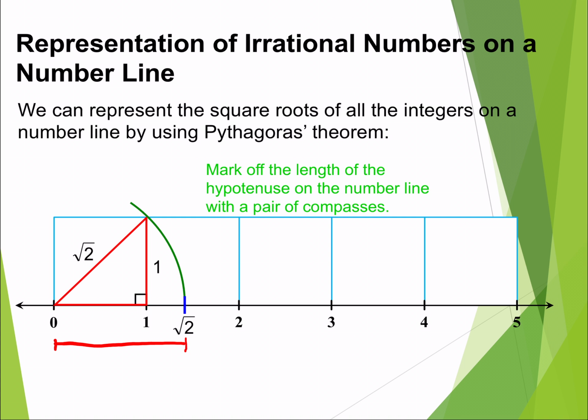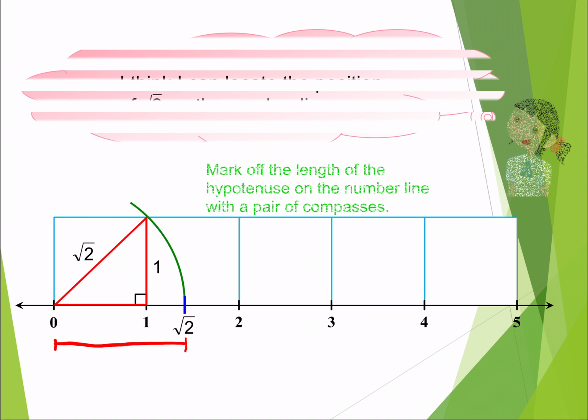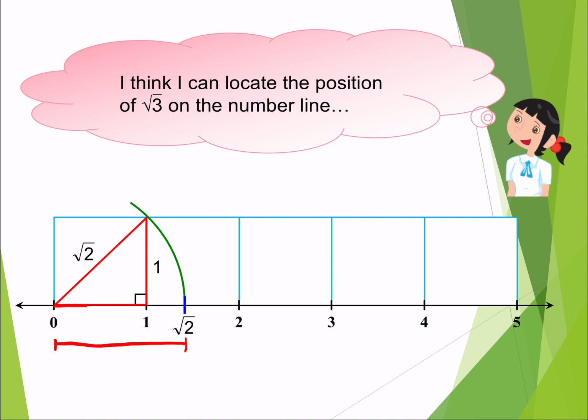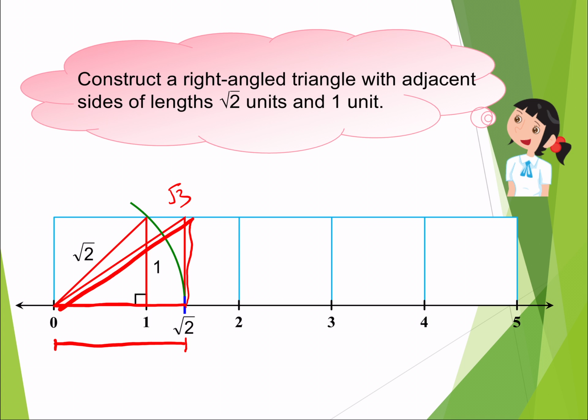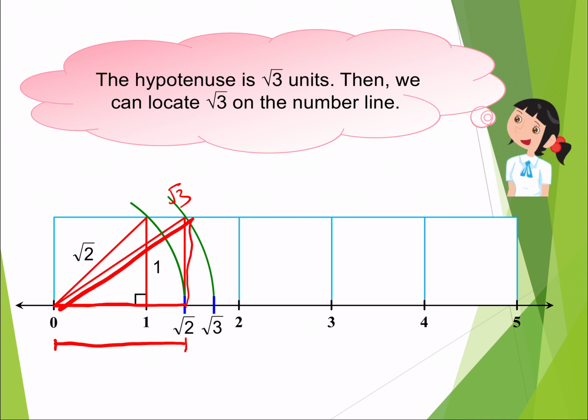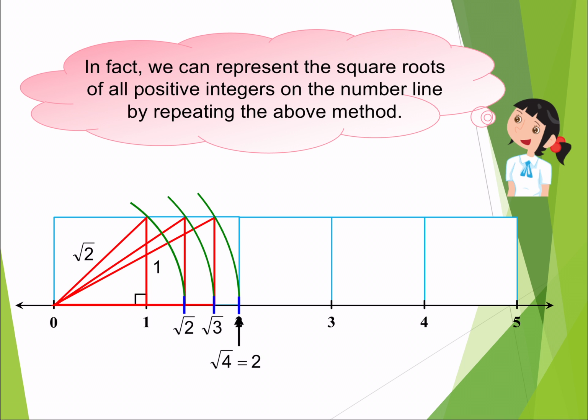And then we can go on to find the value of square root 3 using the value of square root 2 and then 1, so that this line is square root 3. Then again we can locate the position of square root 3, and once again we can use square root 3 and 1 to construct the hypotenuse square root 4. Okay, and so on.